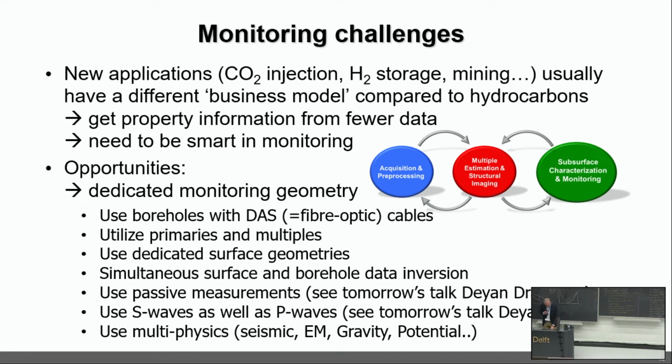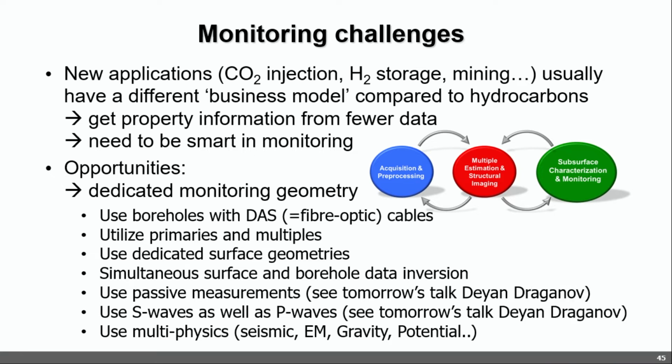We can use boreholes that are equipped with fiber optic cables, what we call DAS, distributed acoustic sensing, because once they are there forever, you can use them over and over again. So I think borehole measurements could play a key role in seismic monitoring. Use all the scattering, so primaries and multiples, single scattering and multiple scattering. Well, dedicated geometries at the surface.